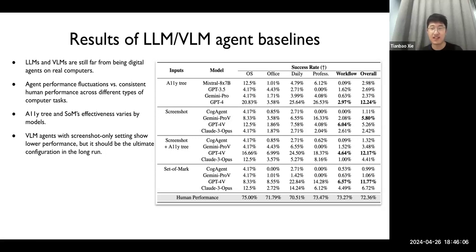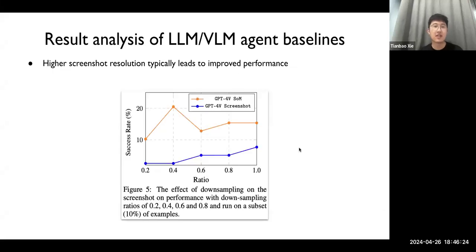But we mention that it's the ultimate configuration since all human beings do this task that way. For now, though, vision language models have no ability on this kind of task with screenshots. We also did some result analysis of the language model and vision language model baselines. The first takeaway is that higher screenshot resolution typically leads to improved performance.